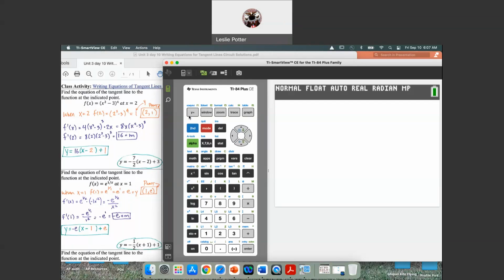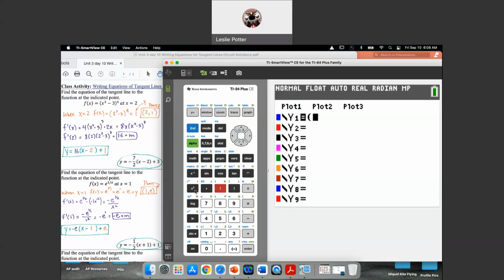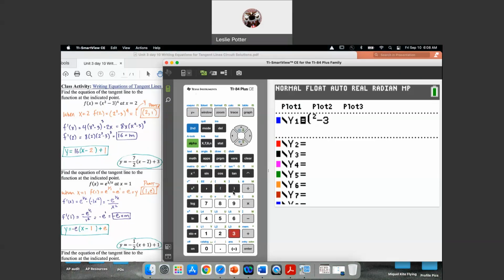So first thing we have to do is graph it. So I'm going to do this first example up here. Find the equation of the tangent line to the function indicated at the indicated point. This function is x squared minus 3, that quantity all to the fourth power at x equals 2. So I'm going to go ahead and put in that function. So I've got some brackets here, x squared minus 3 all to the fourth power.